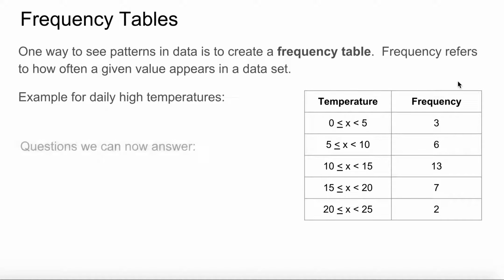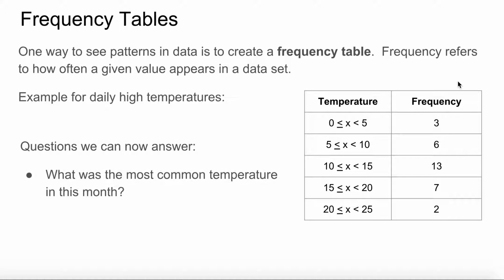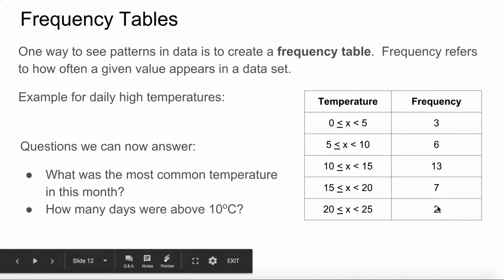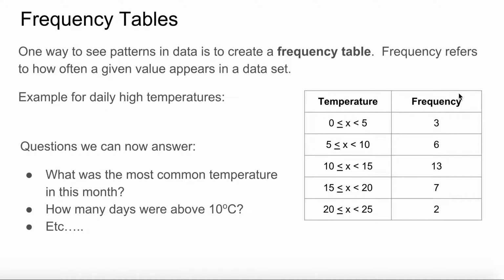And once I've done that, I can easily answer questions like this. What was the most common temperature this month? Well, the highest frequency, the most often, was 10 to 15 degrees. I could also say how many days were above 10 degrees Celsius. Well, I have 13, 7 makes 20, 22 days above 10 degrees Celsius, etc. And if you do some of the Khan Academy practice for this level, you're going to see examples of this and get good practice answering questions with frequency tables.